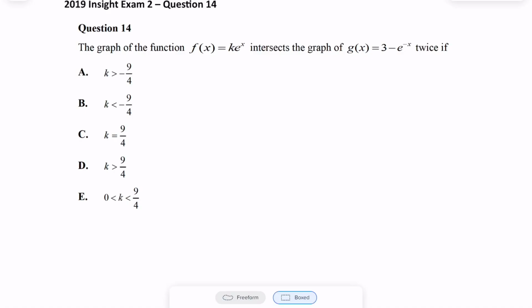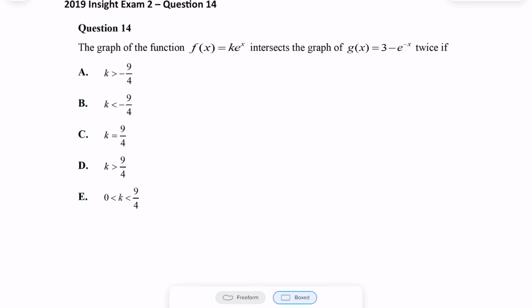Welcome back. So this is a problem solution video, and the question that's been requested is from the 2019 Insight Exam 2, and it is question 14, which is a multiple choice question. The question states: the graph of the function f(x) equals k e^x intersects with the graph of g(x) equals 3 minus e to the negative x twice if.